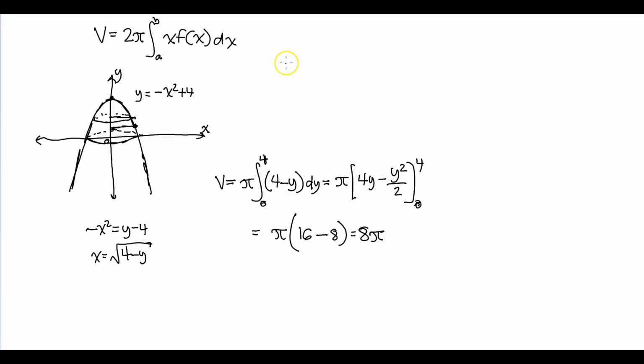Now let's see what happens if we use our shell method. So volume equals 2 pi times the integral from a to b. So first let's draw a cylindrical shell. Okay, so if we were to draw a cylindrical shell, now we're going to be integrating in terms of x. Okay, so I'm going to draw a red cylindrical shell.